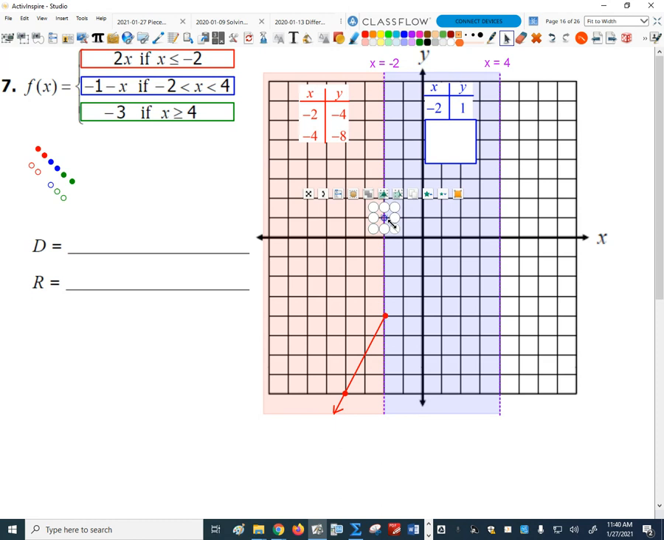And then what other one would make sense, James? Positive 4. Yeah, it'd be a great one. If I pick 4, I'm going to get negative 1 minus 4, which is negative 5. And those two make the most sense, don't they?